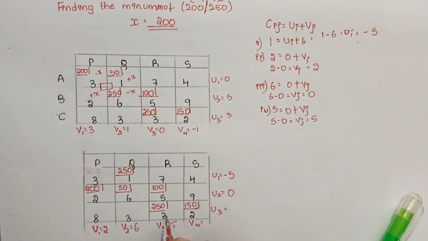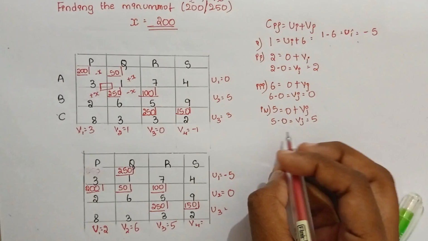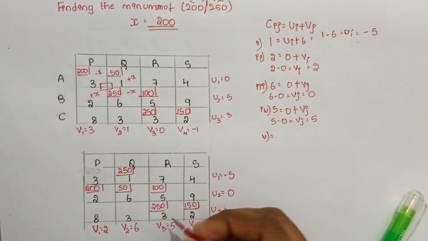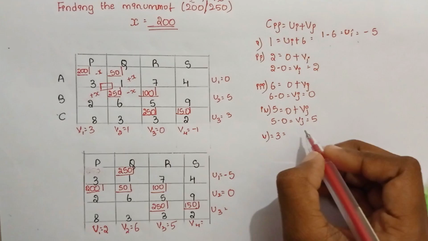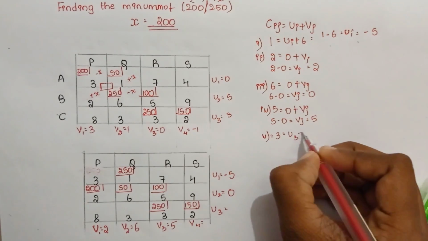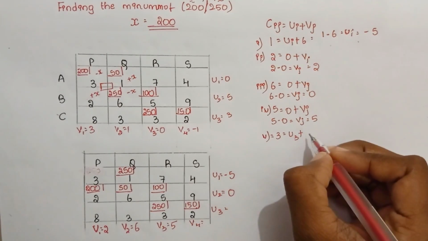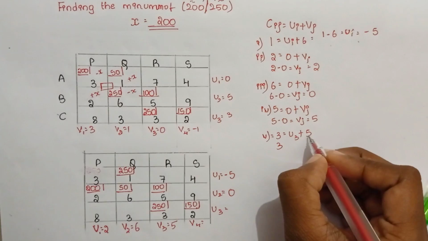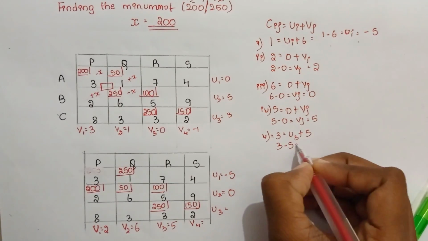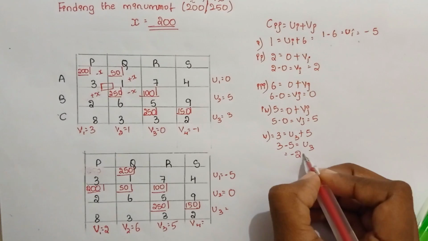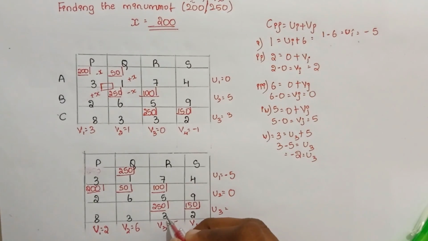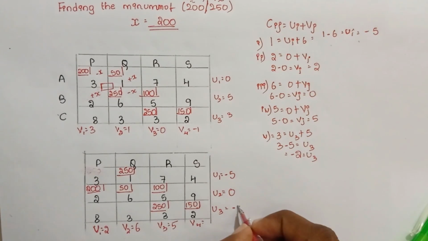Okay, so let me move on to the third row allocation. So the occupied cell in the third row is 3. So the Cij value is 3. 3 is equal to the u value for 3, which is not yet known, plus the v value for 3 is 5. So if I transfer this 5 to the left side, it will become minus 5. So 3 minus 5 is minus 2. So the u value for this 3 is minus 2.